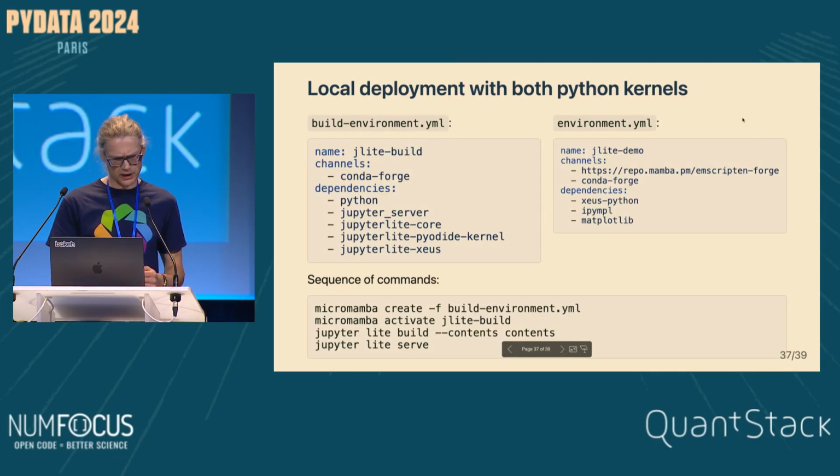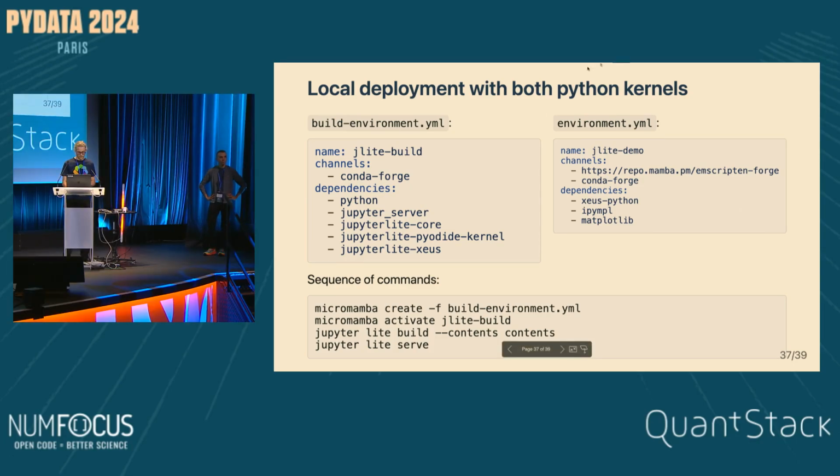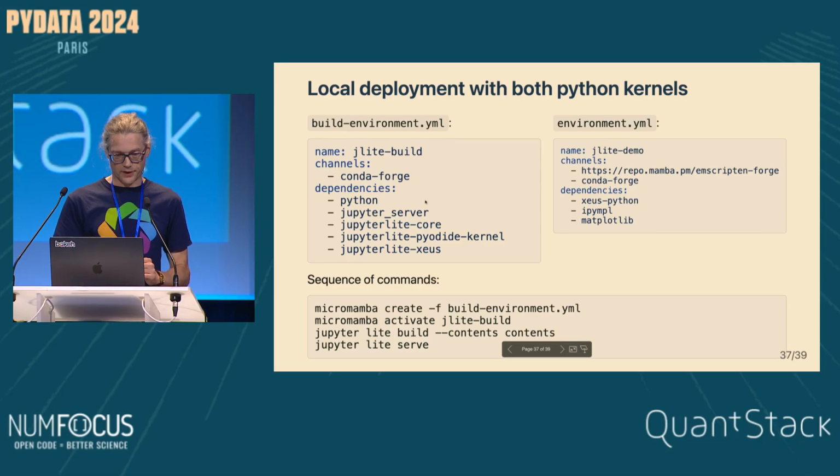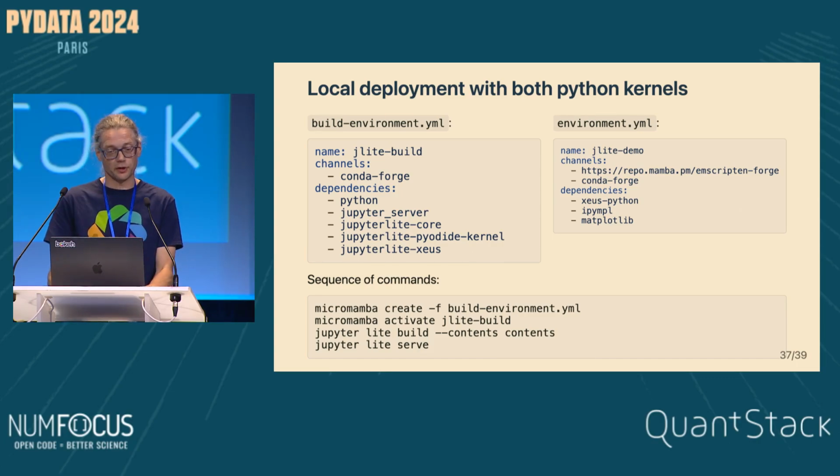So in this slightly busy slide, this is the whole thing. This is how I would create a local deployment to use both Python kernels. We've got a build environment on the left, an environment file on the right, and the sequence of commands down the bottom. So the build environment, the important thing there, firstly, is JupyterLite core. This will run on your computer. For me, this would be a macOS platform build environment. JupyterLite core is the important thing.